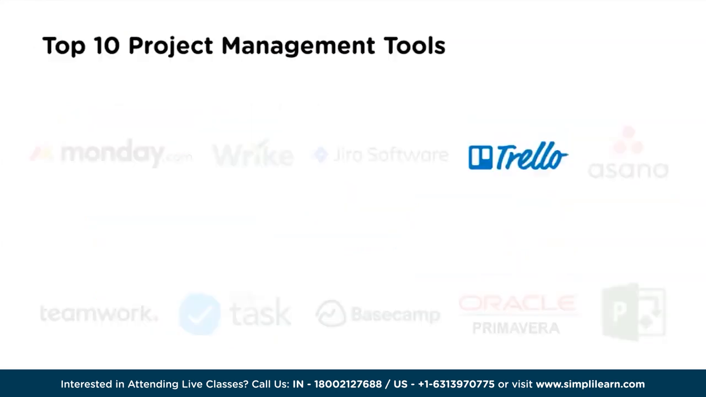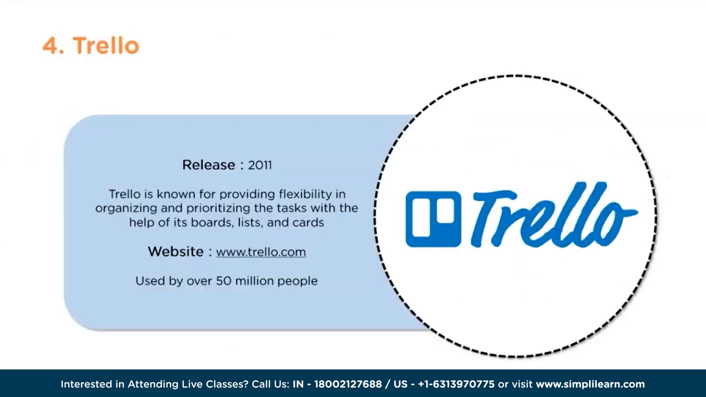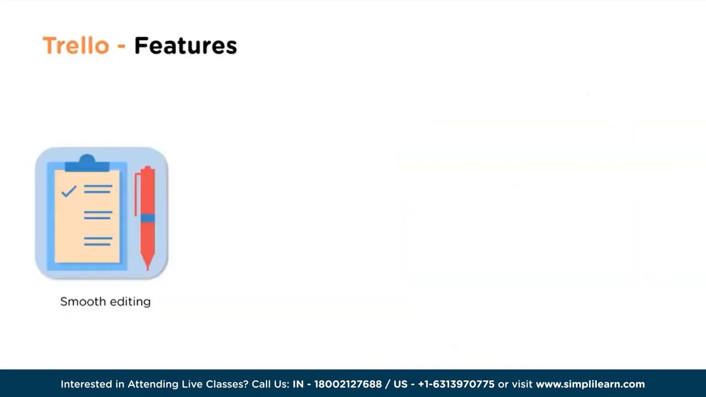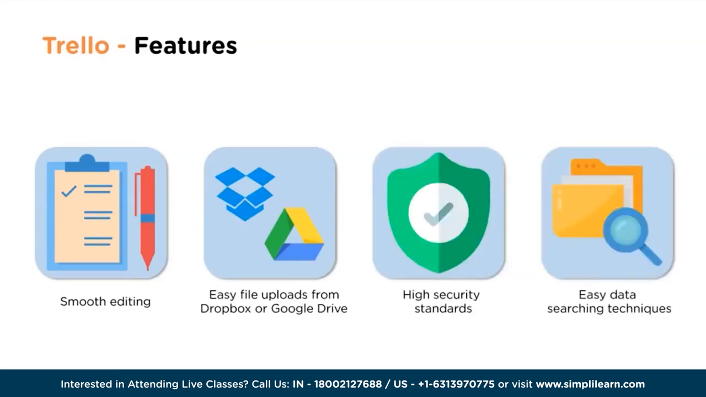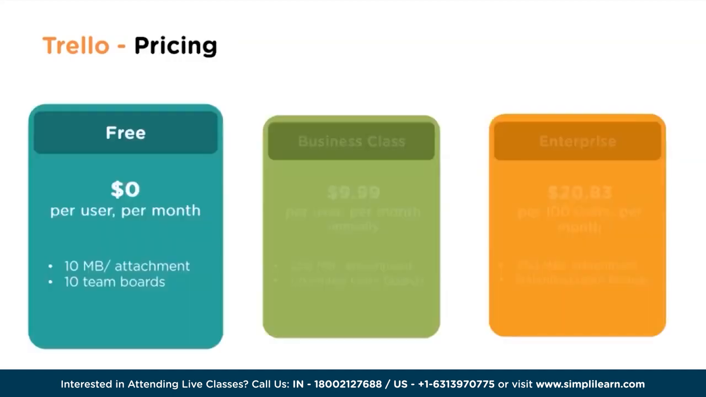Now let us look at the tool Trello. So this application was released in 2011. It is known for providing flexibility in organizing and prioritizing tasks with the help of its boards, lists, and cards. The website to access the tool is www.trello.com, used by over 50 million people. The features of Trello include smooth editing, easy file uploads from Dropbox or Google Drive, high security standards, and easy data searching techniques.